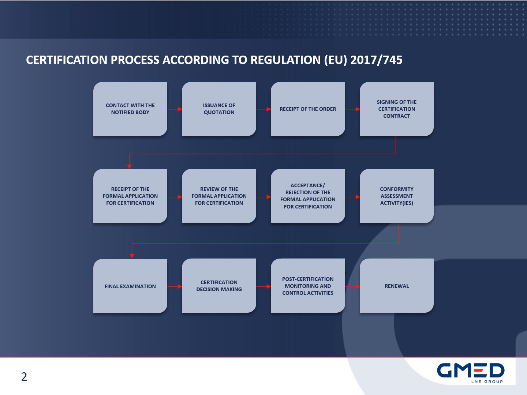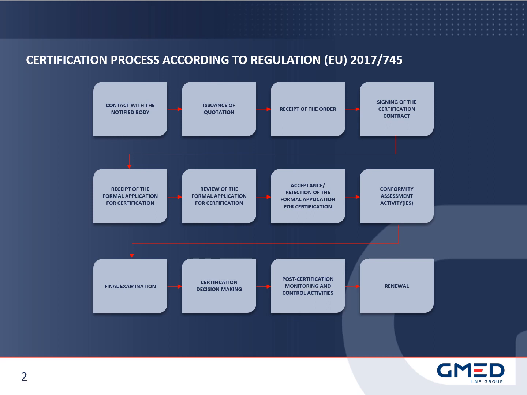consists of 12 steps divided into 5 different phases. The first step corresponds to contacting the notified body, followed by the issuance of a quotation and the receipt of the order from the manufacturer. The certification contract is then signed before or at the same time as the manufacturer's formal application for certification is received. After receiving the formal application for certification from the manufacturer, the notified body proceeds to the examination of the application, which is concluded by the acceptance or the rejection of the formal application for certification.